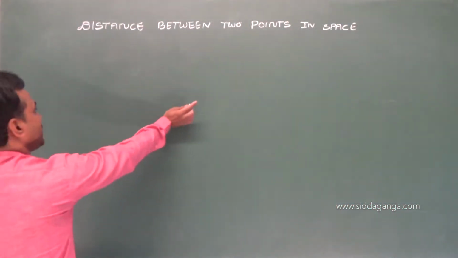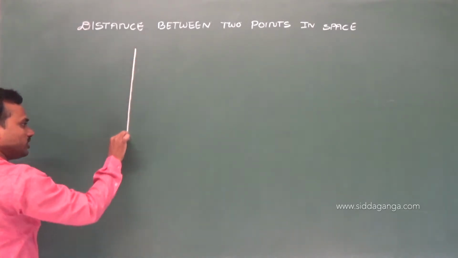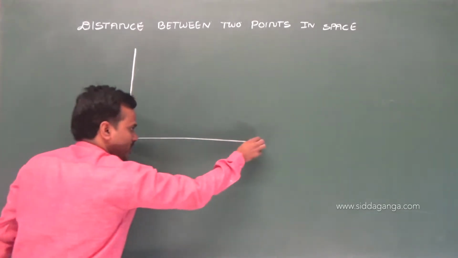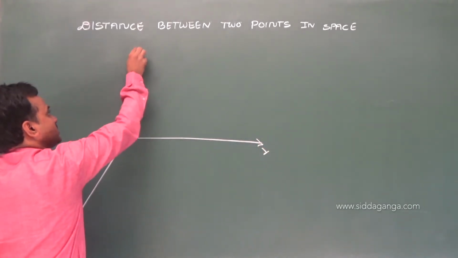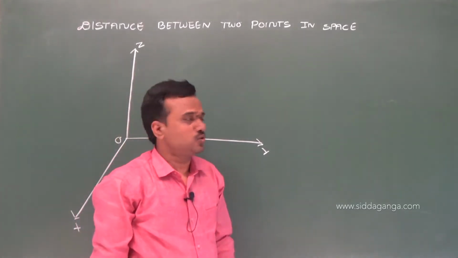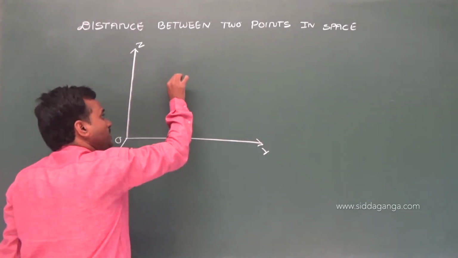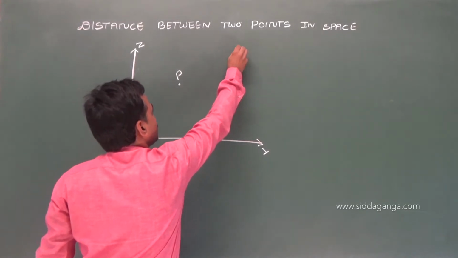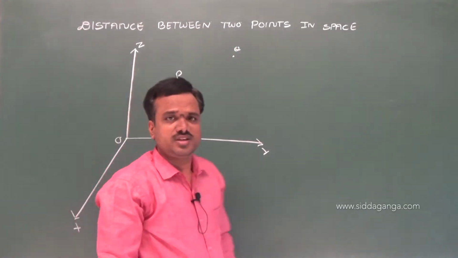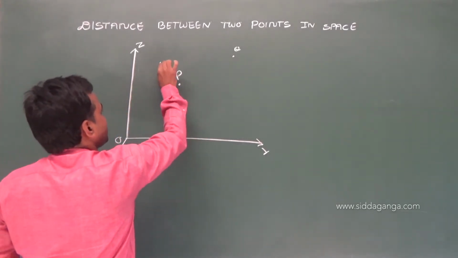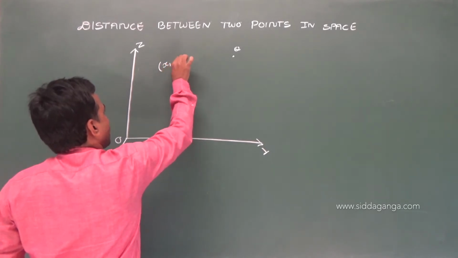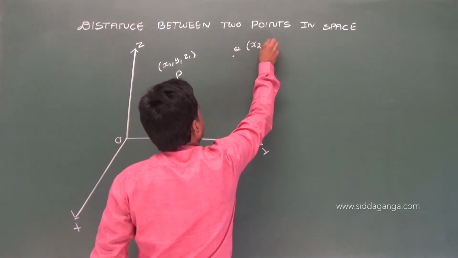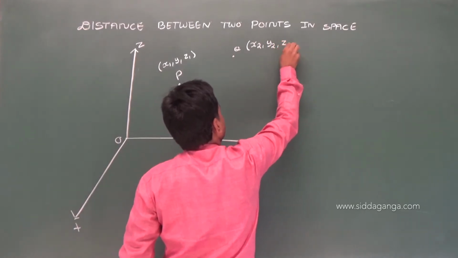So for that we draw a rectangular coordinate space. I draw 3 axes, x axis, y axis and z axis. These 3 axes are mutually perpendicular to each other. Let P be a point in space. One more, Q be a point in space. P being a point in space means an ordered triplet x1, y1, z1. Q being a point in space means it contains coordinates x2, y2, z2.